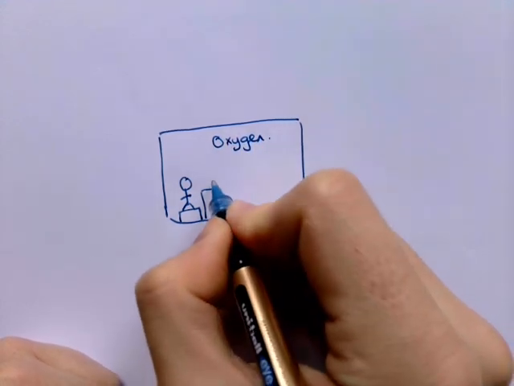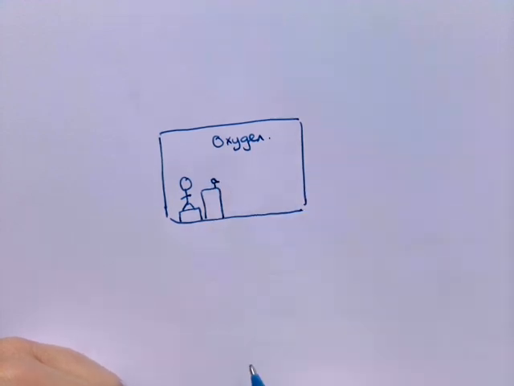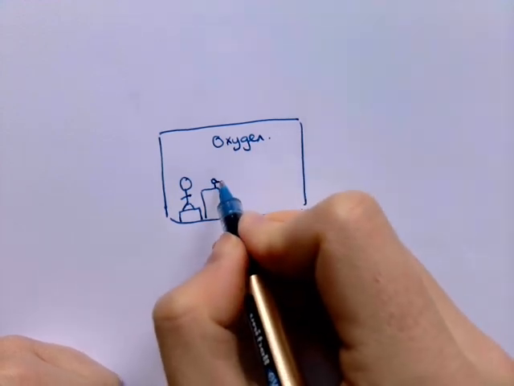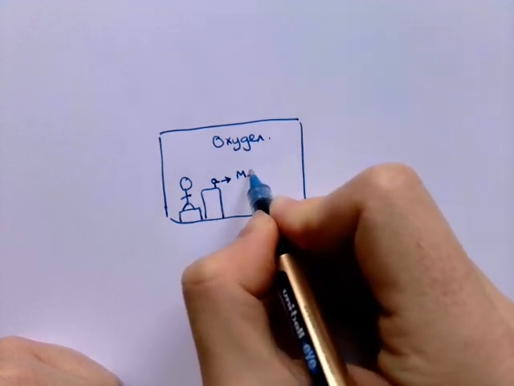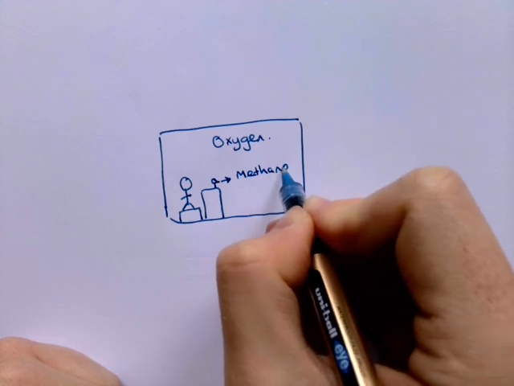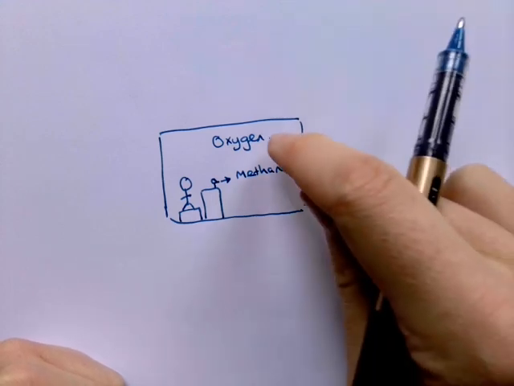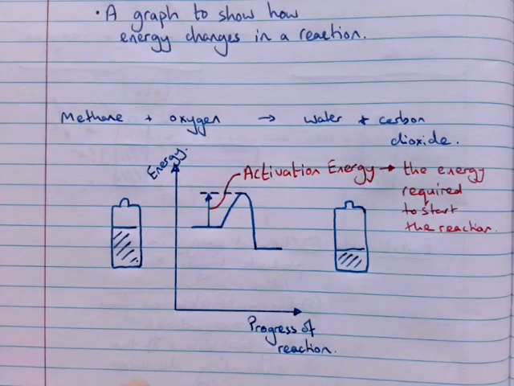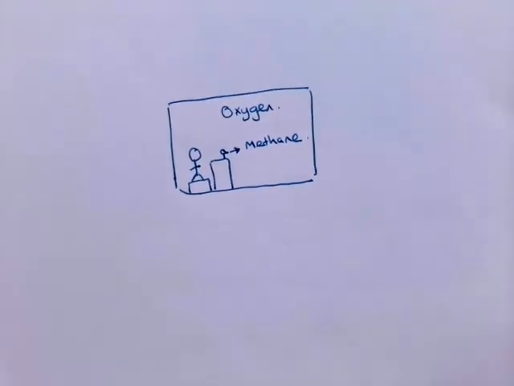All right. And at the front of my desk here, there is a little tap. And that little tap, if I turn it on, a gas comes out. And that gas is methane. So imagine I turn on the tap and methane comes out. Now remember, oxygen and methane are the two things that I need for my reaction. So what I've got now in my room is oxygen and methane.